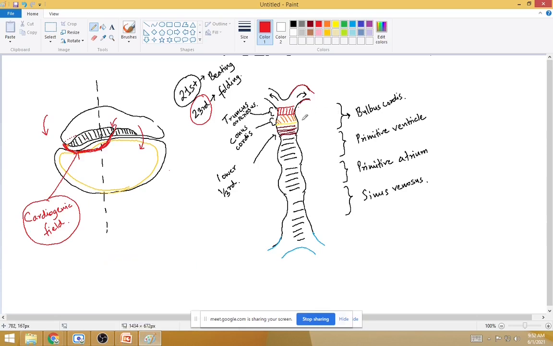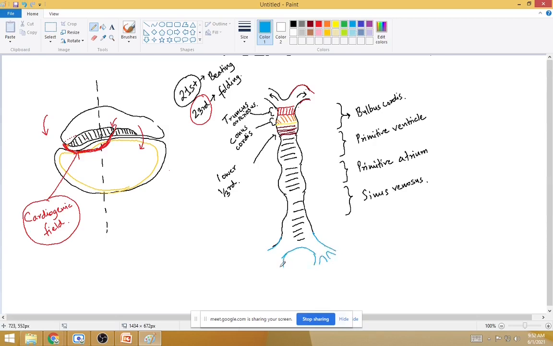Again, I will repeat. There are 4 swellings. The first one is bulbous cordis, second one is primitive ventricle, third one is primitive atrium, then the sinus venosus. The bulbous cordis is divided into truncus arteriosus, conus cordis, and the lower one third. This is the outflow. The outflow of the heart, we know, is the aorta and the pulmonary trunk. The inflow goes to the sinus venosus, and there are three veins.